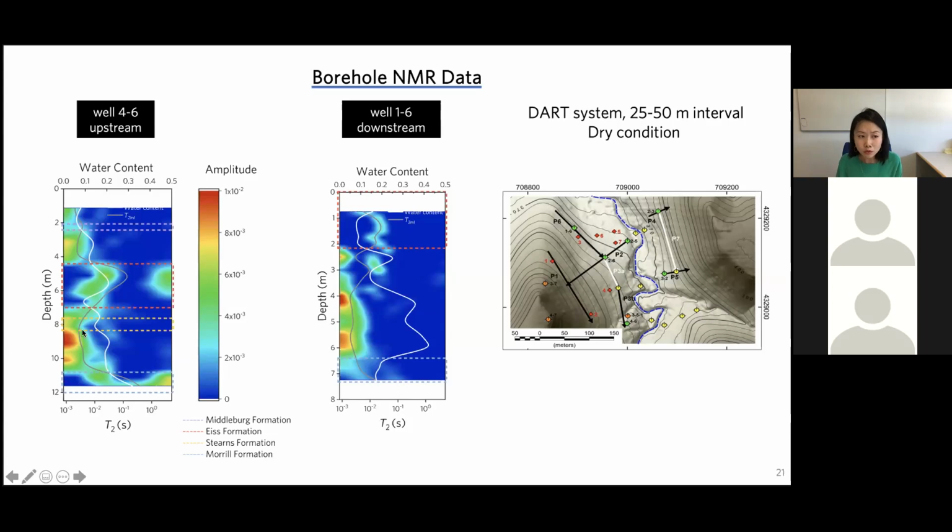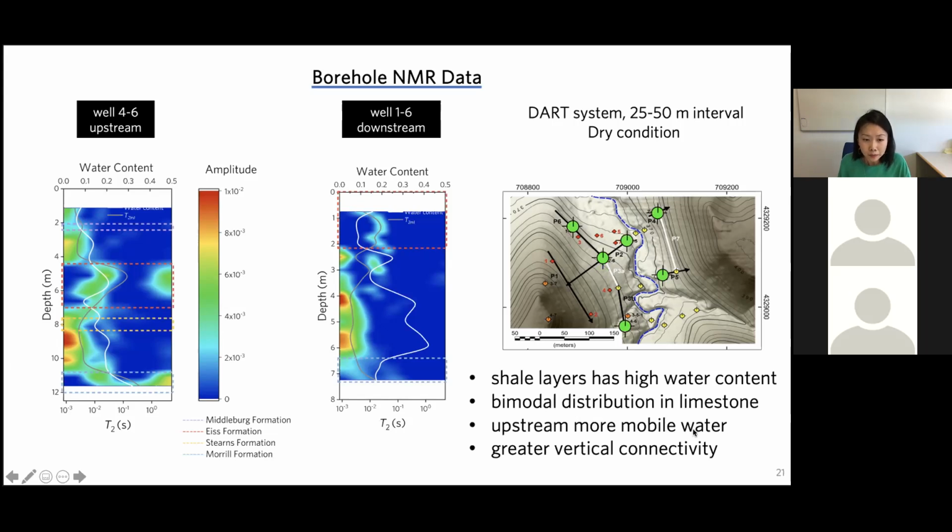And we also noticed the very obvious bimodal distribution in the limestone layers, indicating that in the limestone layer you have a dual flow system. So you have water residing in very large pores, and you also have water residing in very small pores. In general, we show that the borehole NMR data has shown more of the mobile water in the upstream direction, and overall we show greater vertical connectivity than we previously thought.